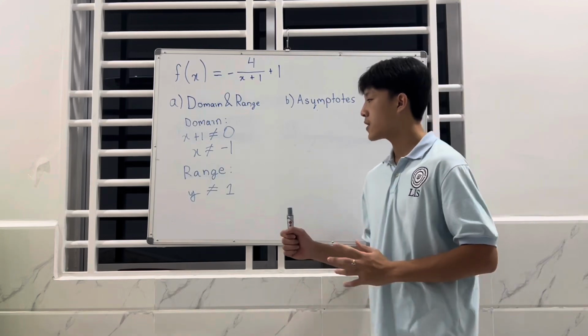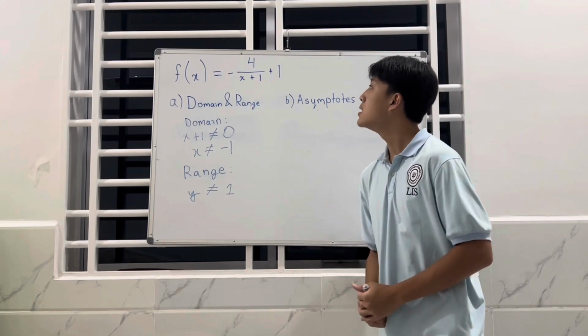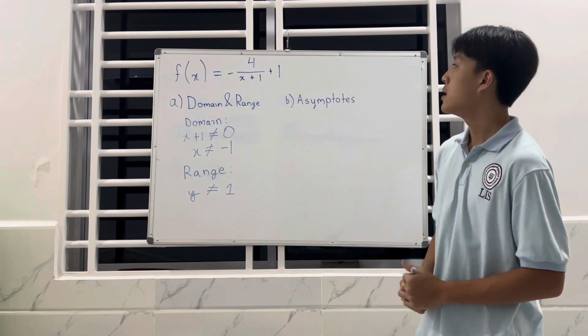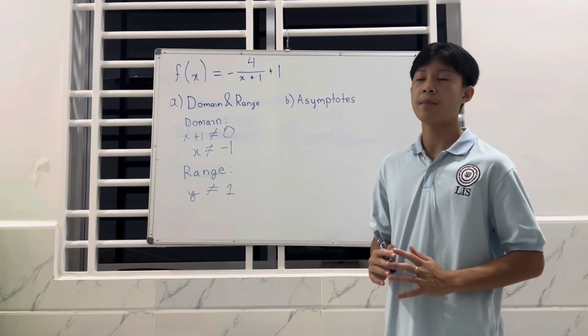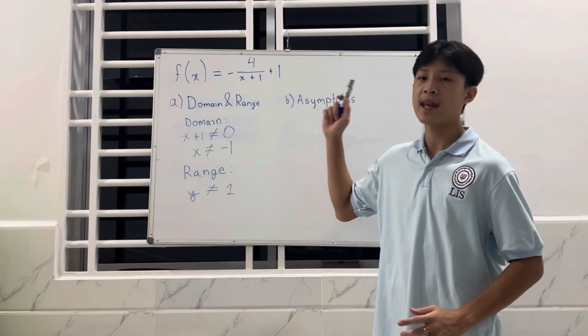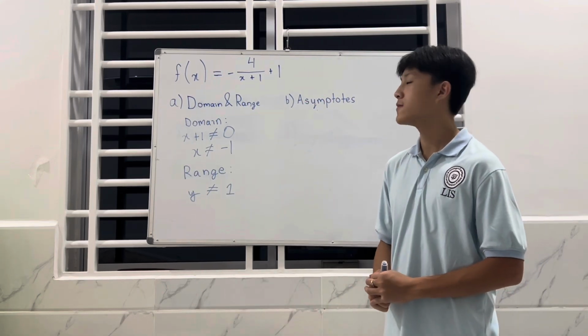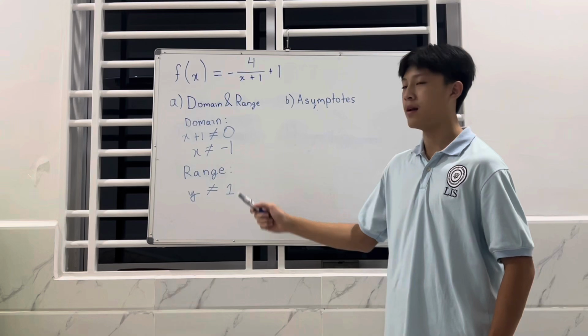So in this function, to find the range, as you can see here, even if x changes to any negative or positive number, the function cannot remain as 1. That's why the range of this function is y not equal to 1.